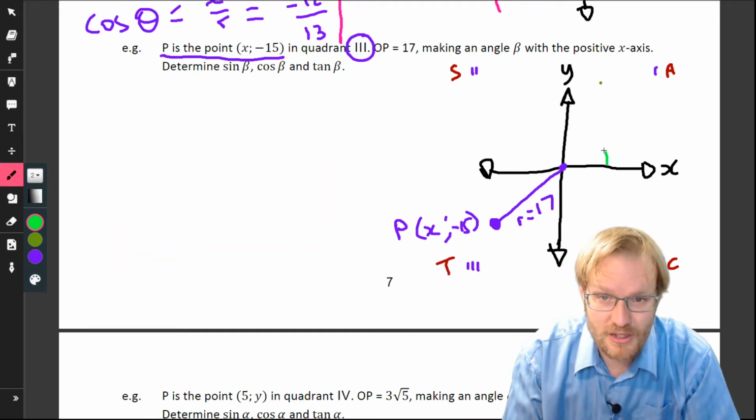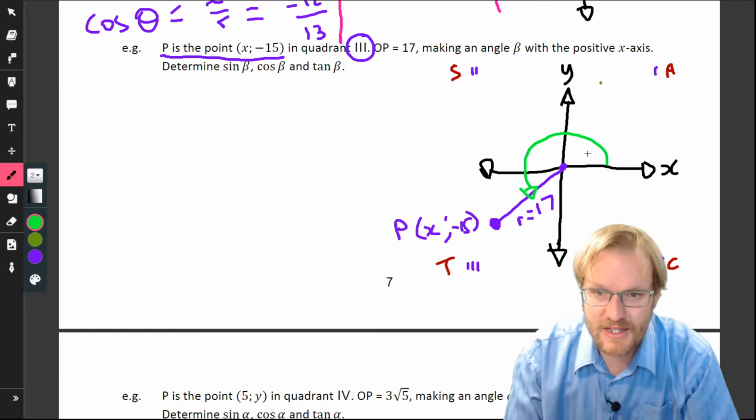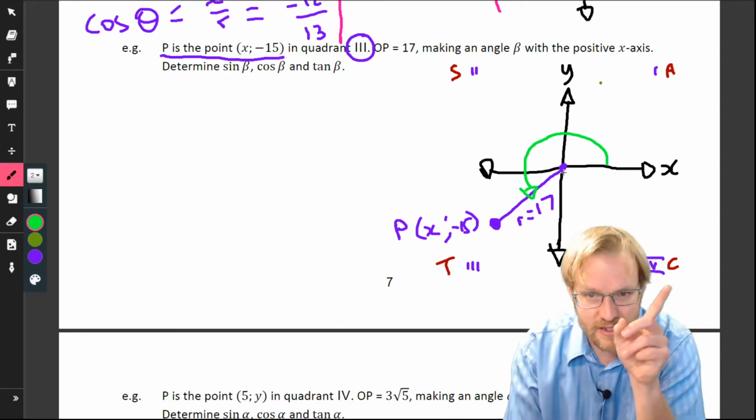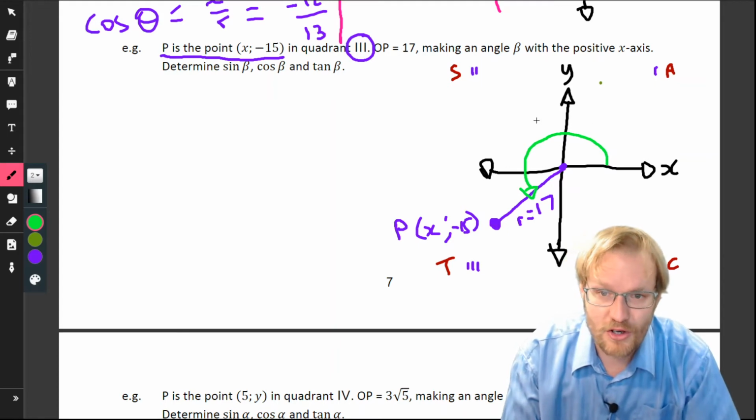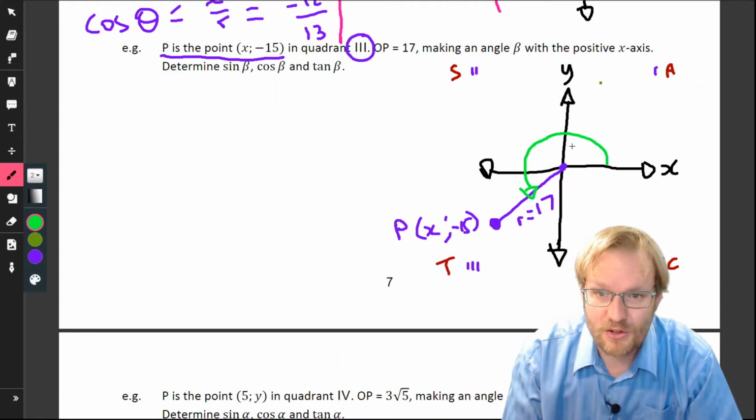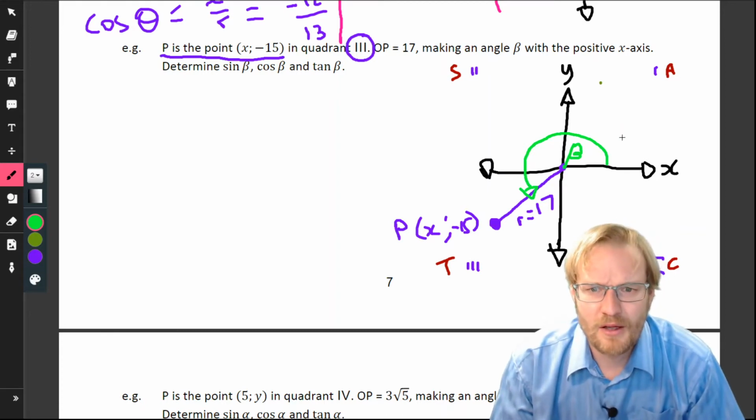Okay, so we got this angle over here. It says from the positive x-axis, there's the positive x-axis, make sure that's the positive side there. So going around there, this is angle, this time they've said it's angle beta.